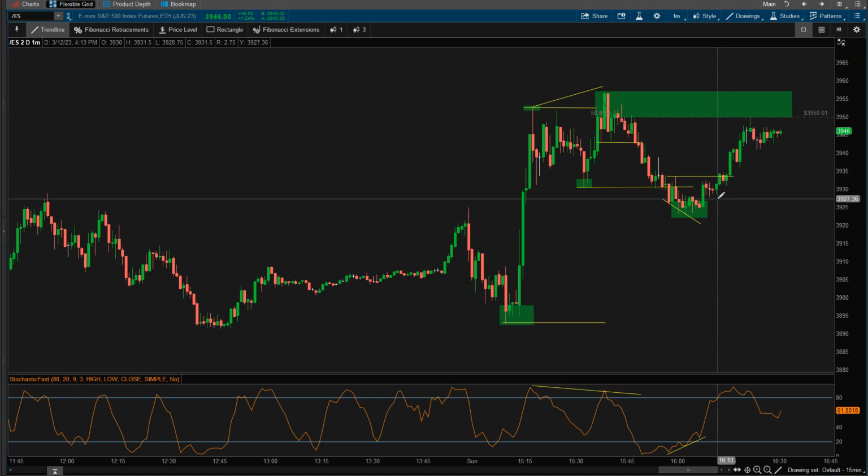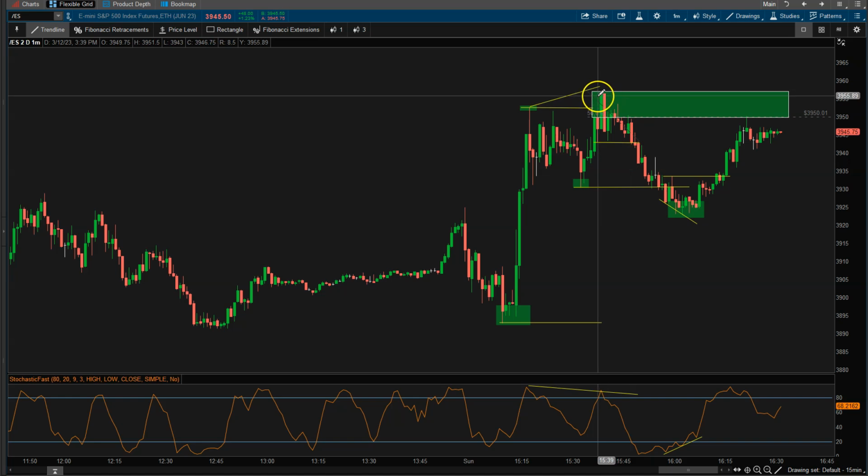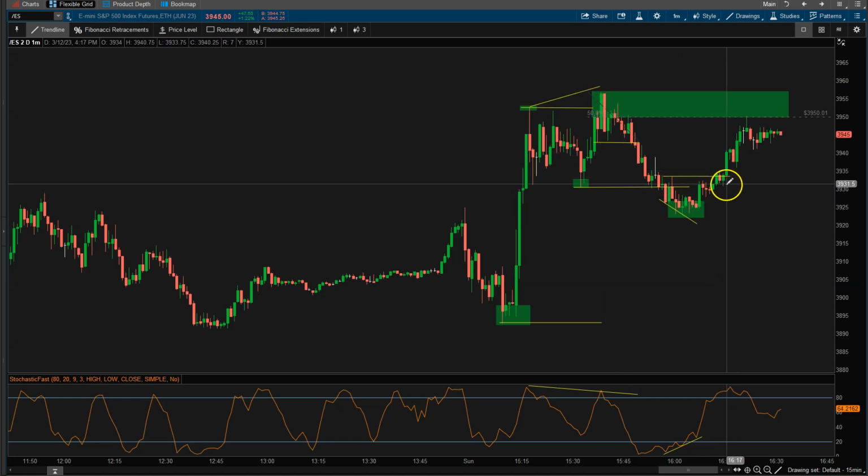Now the market has shifted again on a micro level, but on the bigger macro side, we're still bearish until this high gets taken out. So as price rallies, we pull back, making higher lows. We see it right here.